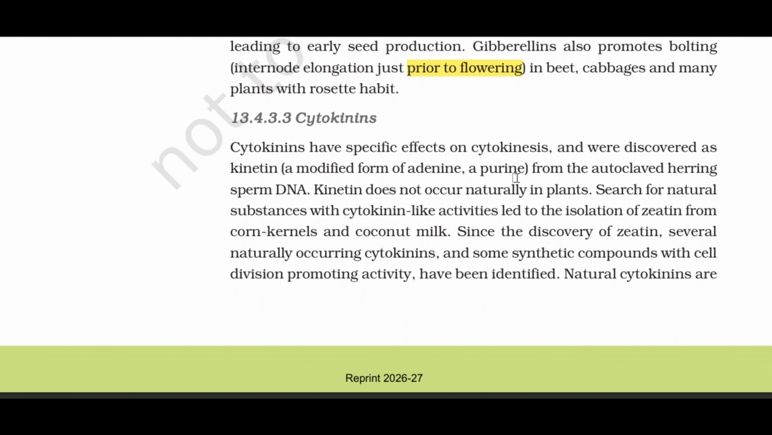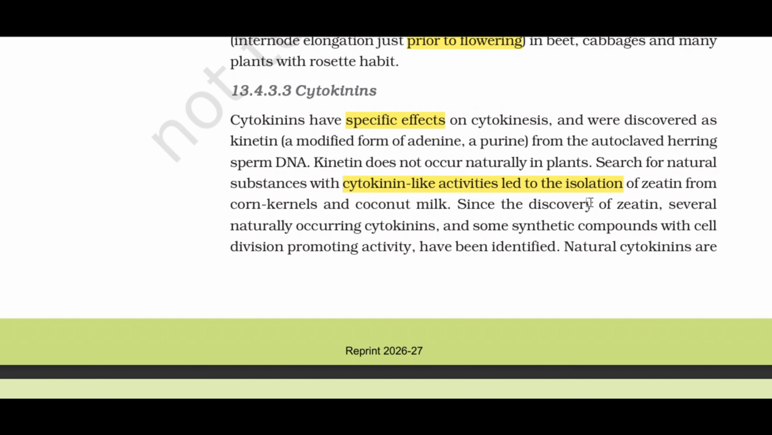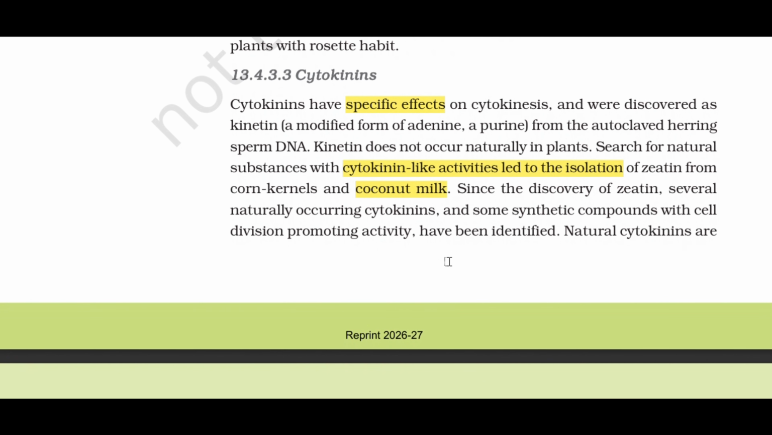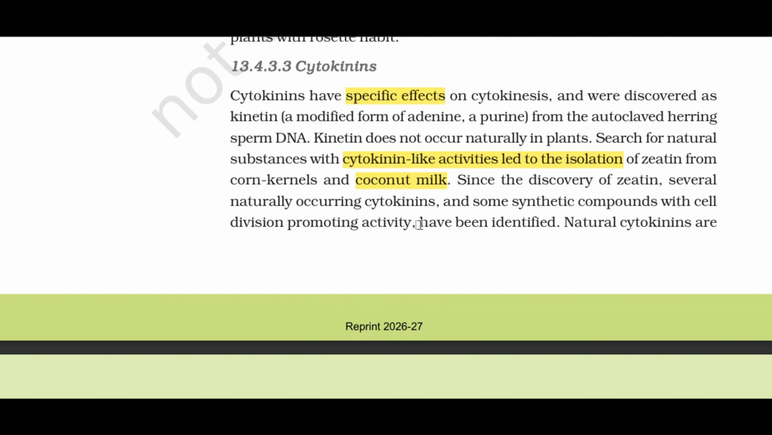Cytokinins. Cytokinins have specific effects on cytokinesis and were discovered as kinetin, a modified form of adenine, a purine, from the autoclaved herring sperm DNA. Kinetin does not occur naturally in plants. Search for natural substances with cytokinin-like activities led to the isolation of zeatin from corn kernels and coconut milk. Since the discovery of zeatin, several naturally occurring cytokinins and some synthetic compounds with cell division promoting activity have been identified.